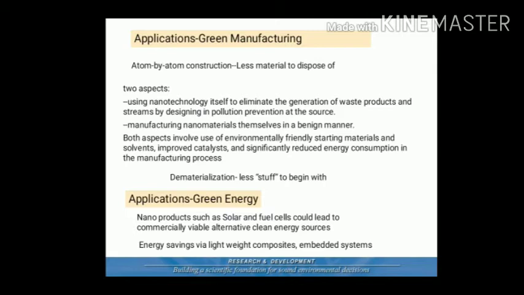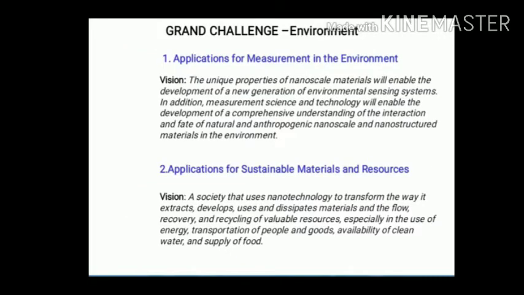Applications for green energy: nanoproducts such as solar and fuel cells could lead to commercially viable alternative clean energy sources, energy saving via lightweight composites, embedded systems. Grand challenge: environment. Application for measurement in the environment.